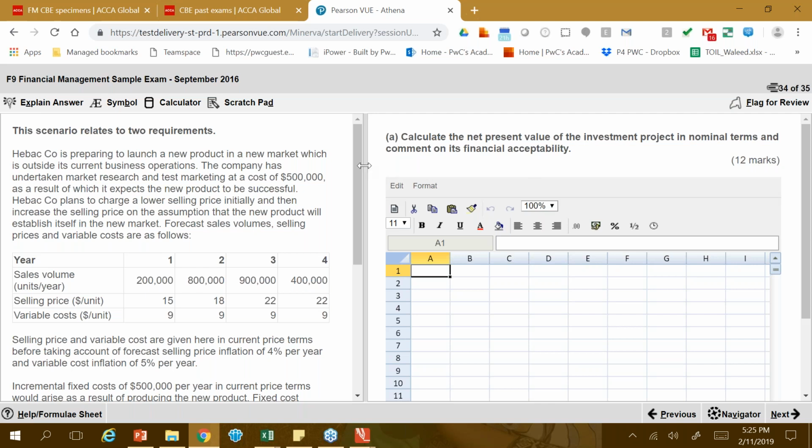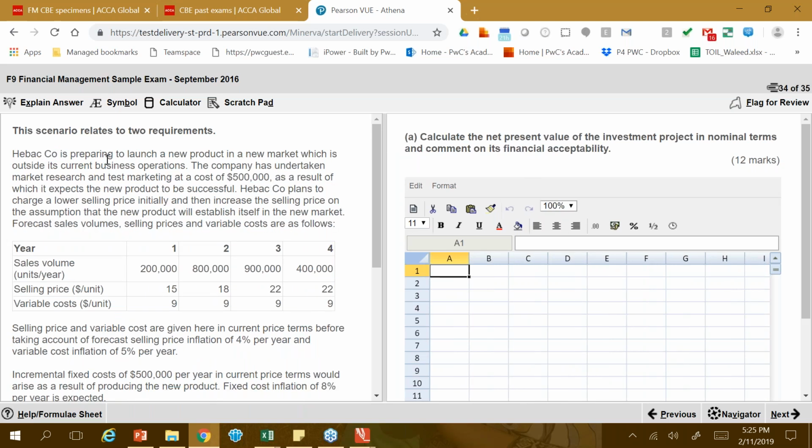Now, let's read this question well, and then we'll do these workings together. Payback is preparing to launch a new product in a new market, which is outside its current business operations. So an entirely new venture for them.